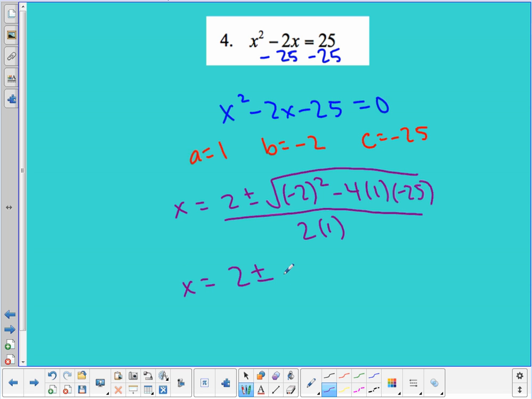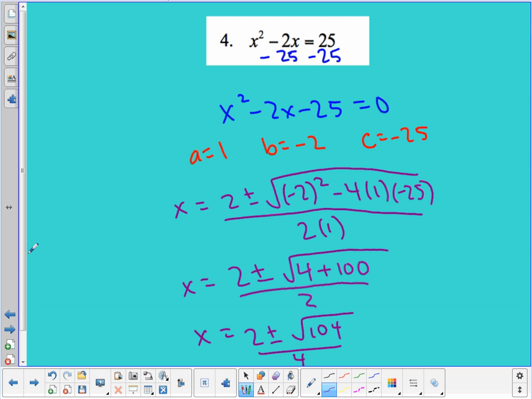I have 2 plus or minus the square root of positive 4 like we talked about, and the negative 4 times 1 times negative 25 is positive 100. We talked in the last video about how this negative times negative gives me that positive, and then 4 times 1 times 25 gives me 100. So that's all over 2 times 1, which is just 2. That's an easy one to fix. So 2 plus or minus the square root of 104 all over 4.